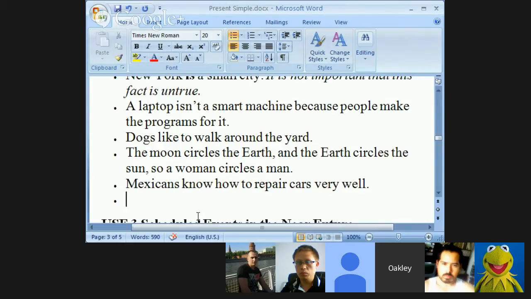Yeah, it's a generalization. And again, we're using present simple tense. Absolutely. The thing is that if all Mexicans know how to repair cars very well, then we wouldn't have any repair shops in Mexico, right? Yeah, it's a silly thing, but it's a good example. I was kind of hinting that I wanted somebody to give me a stereotype to show how we use this for generalization. So perfect example. Thank you. Excellent. That does the trick.